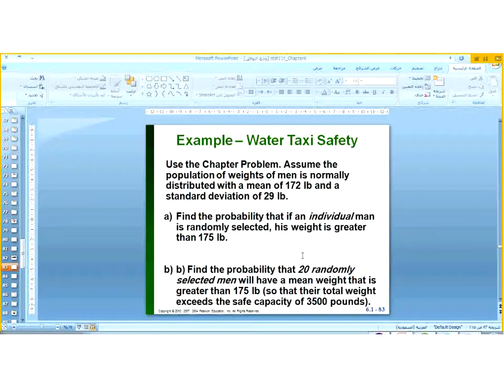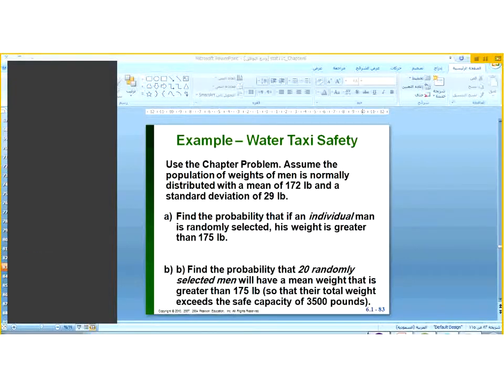It says find the probability that 20 randomly selected men. So what does 20 represent here? Look, 20 randomly selected men: the number of men, any number, is always what? n. Bravo Mona, it is the sample size, right? will have a mean weight that is greater than 175. So he wants me to find the probability that the mean is greater than 175. It asks about a mean weight, not the weight, right?